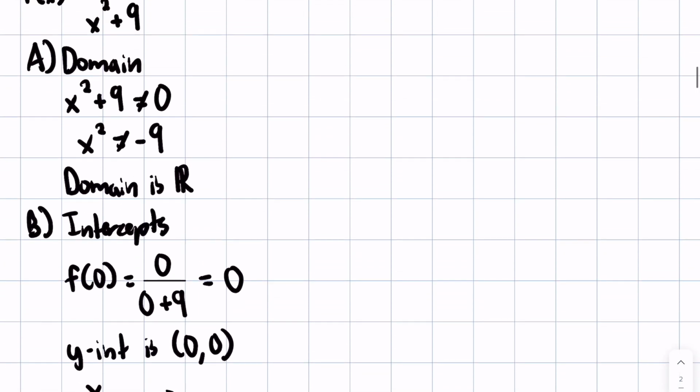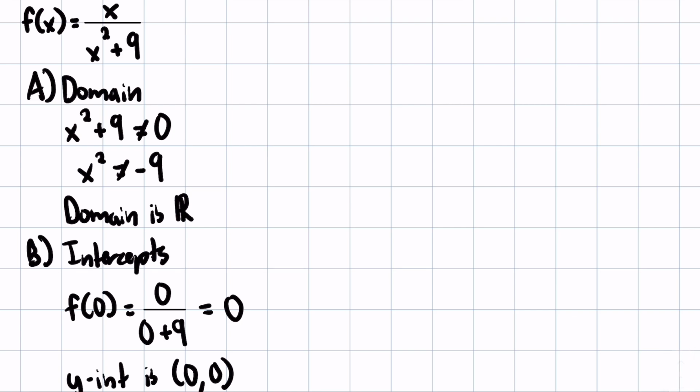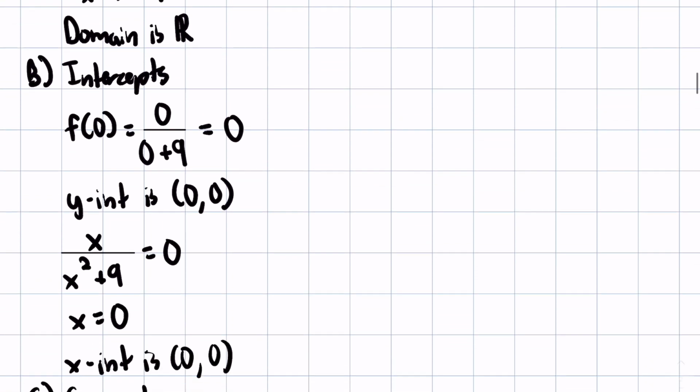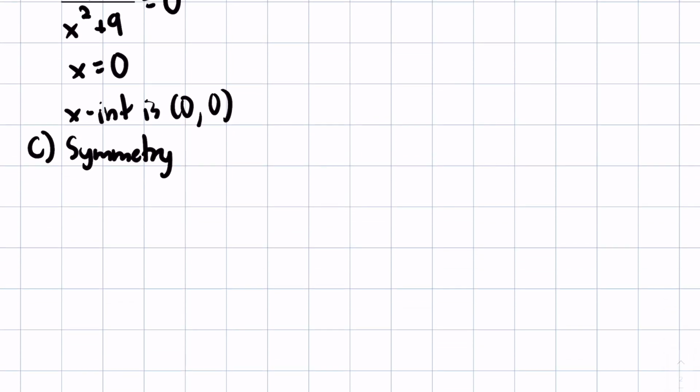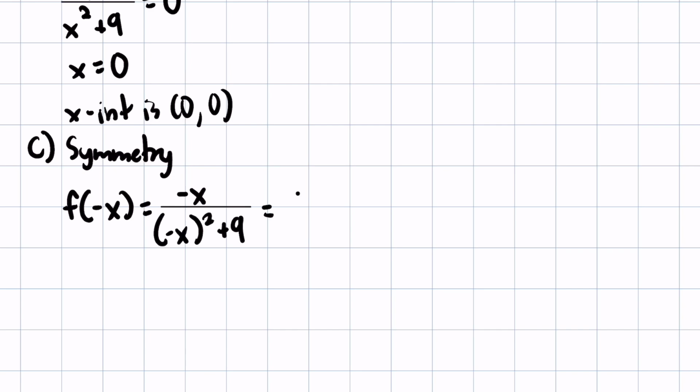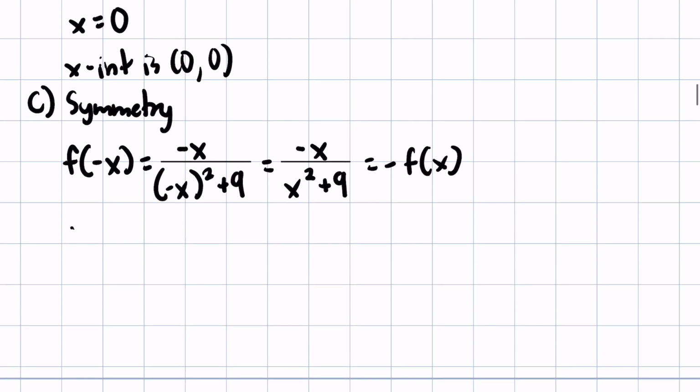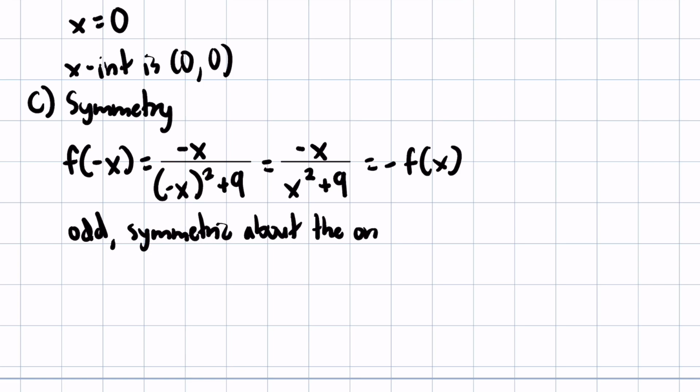Now with rational functions that don't involve any sort of trig function, we're not going to really have to look for anything periodic, but we do need to look for whether it's even, odd, or neither. So we plug negative x into the function. So we have negative x over negative x squared plus 9. That's negative x over x squared plus 9, which is just negative f of x. So that means that our function is odd, and odd functions are going to be symmetric about the origin.